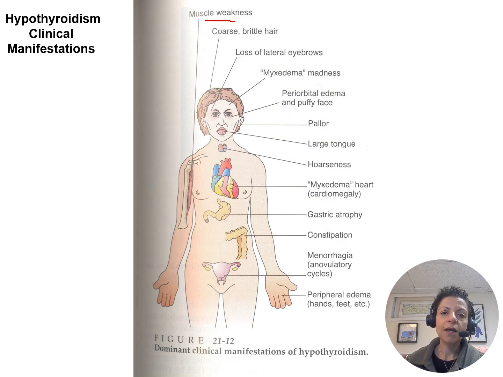We see the quality and the amount of hair on people's heads change. So hair becomes sort of coarse and brittle. This is mostly a metabolic change. We also start to see a thinning of the eyebrows, especially a loss of the lateral eyebrow. So somebody's eyebrow sort of ends, like they have half of an eyebrow.